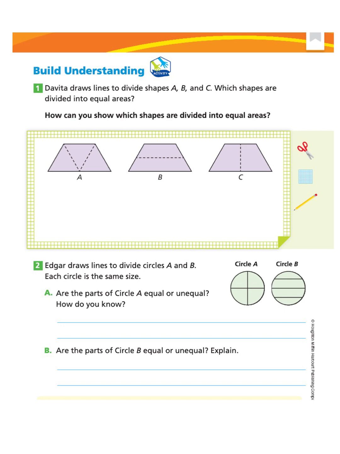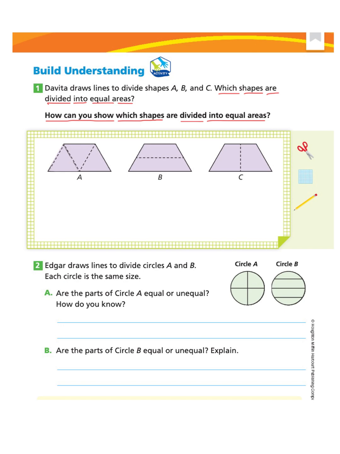Davida draws lines to divide shapes A, B, and C. Which shapes are divided into equal areas? How can you show which shapes are divided into equal areas? You're welcome to try this on your own or follow along with me.